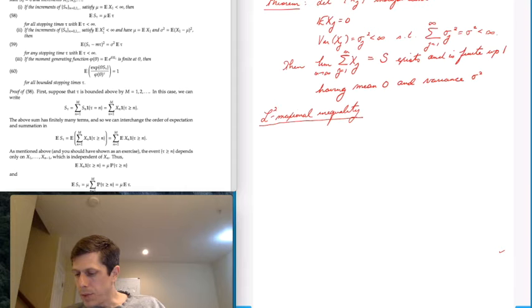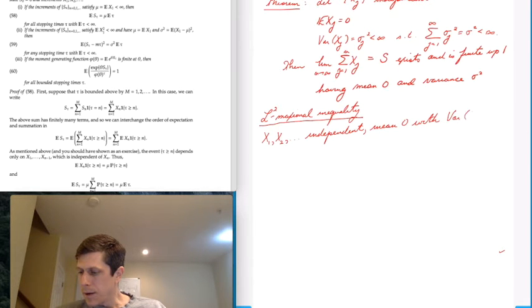which is, if we let x1, x2, ... be a sequence of independent, mean 0 random variables with the same conditions as above, the variance has to satisfy this condition, has to have a finite sum.